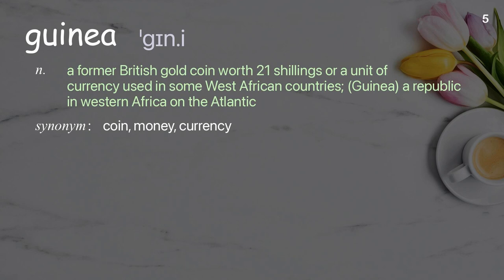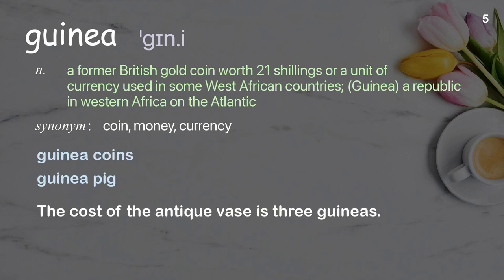Guinea. A former British gold coin worth 21 shillings, or a unit of currency used in some West African countries. Guinea, a republic in Western Africa on the Atlantic. Examples: Guinea coins, guinea pig. The cost of the antique vase is 3 guineas.